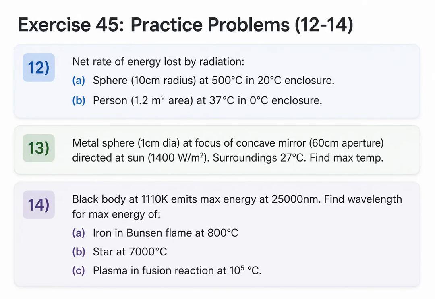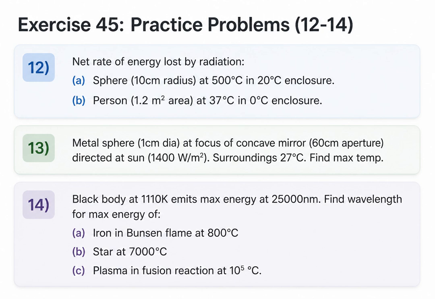The final questions in exercise 45 cover a range of scenarios. Question 12 asks for the net rate of energy lost by radiation for two different bodies, a hot sphere in a cool room and a person in a freezing room. This highlights the net radiation formula, which takes the difference between the fourth powers of the body's temperature and the surroundings. Question 13 is another solar concentrator problem, using a concave mirror to heat a small metal sphere.